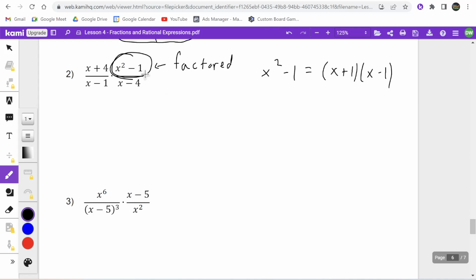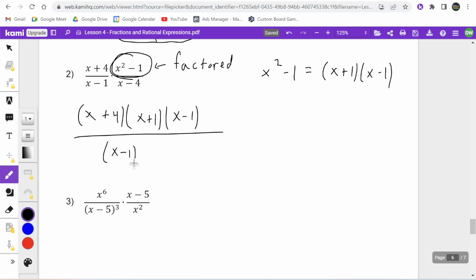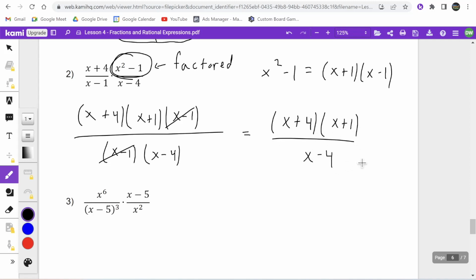So now I'm going to rewrite it with my new factors. In the numerator, I have x plus 4 times x plus 1 times x minus 1. Again, all that's in parentheses. And then in the denominator, I have x minus 1 times x minus 4. Now does anything cancel? One thing and one thing only, the x minus 1s. So then that's what the final answer is basically going to be. It's going to be x plus 4 times x plus 1 divided by x minus 4. And again, in the denominator, since it's the only thing, I don't need the parentheses.